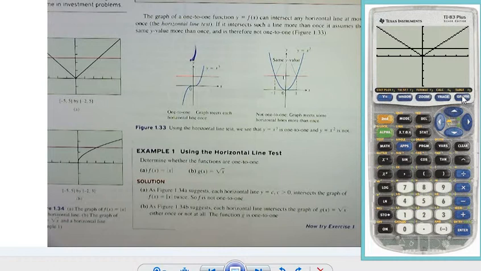How many times does it cross? Two. Is that a one-to-one function? No. Alright, so now let's change that.